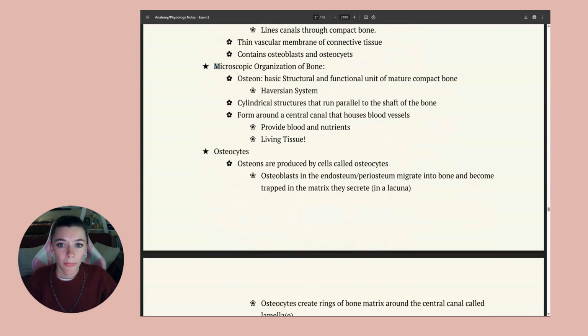Next, we have the microscopic organization of bones. We have osteons. This is the basic structural and functional unit of mature compact bone. Just remember the Haversian system for that. They form cylindrical structures that run parallel to the shaft of the bone. It's formed around a central canal that houses blood vessels, which provide blood and nutrients, and it's all living tissue.